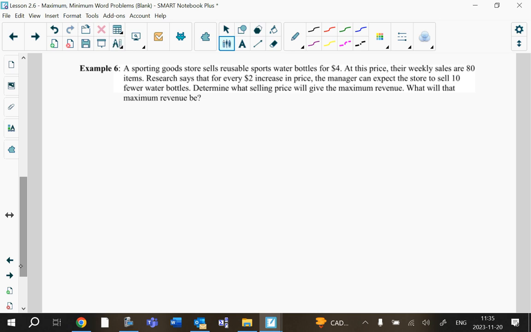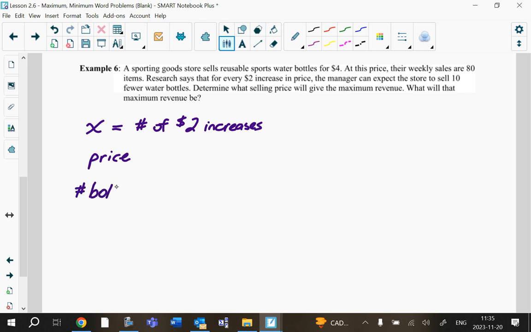In a question like this, X is always the number of increases or decreases. What kind of increase is going on here? What am I increasing? By $2. So X is the number of $2 increases. So we need an expression for the price and for the number of water bottles in order to multiply them together to get our quadratic function.